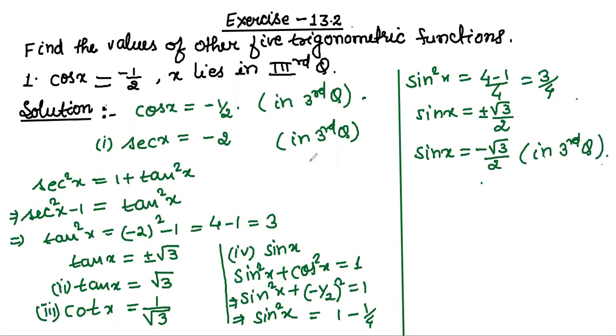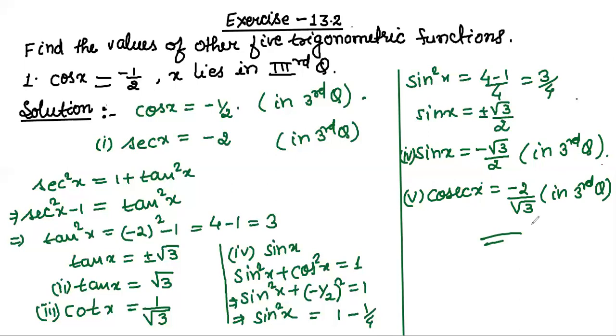So this is the fourth one. Then by using sin x, we can find cosec x. So cosec x in the third quadrant will be minus 2 by root 3. So these are the values of the rest of the 5 trigonometric functions in the third quadrant when cos x is given as minus 1 by 2.